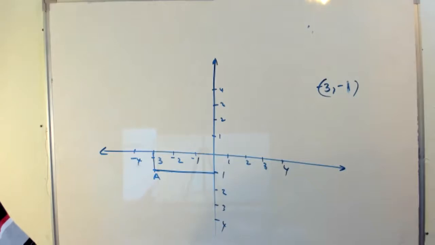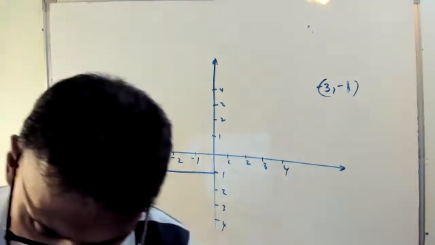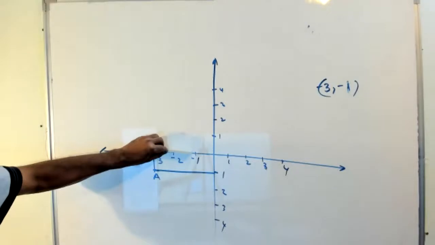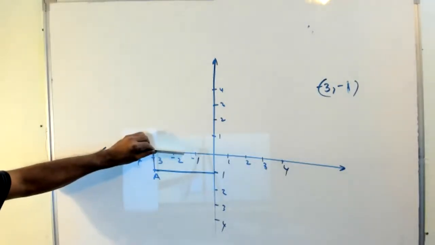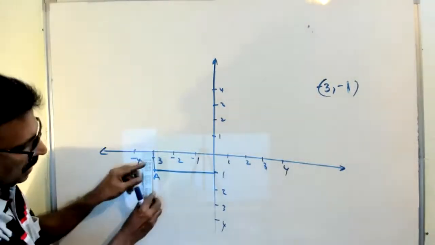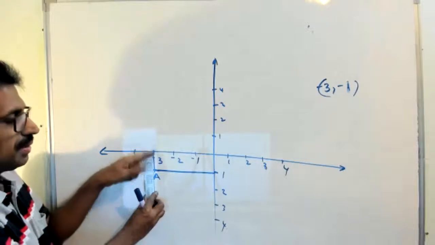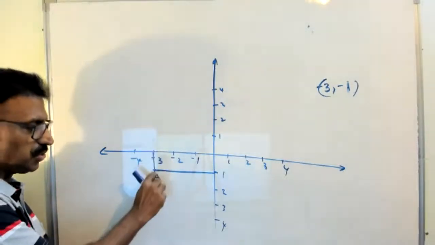Now you have to find the mirror image with respect to the x-axis. That means the mirror is here. This is the mirror. Okay. Now the distance here. How much distance here? How many units from the x-axis to A? How many units?